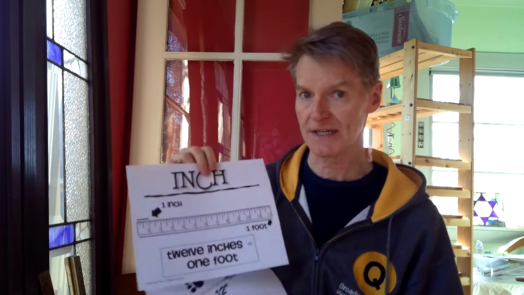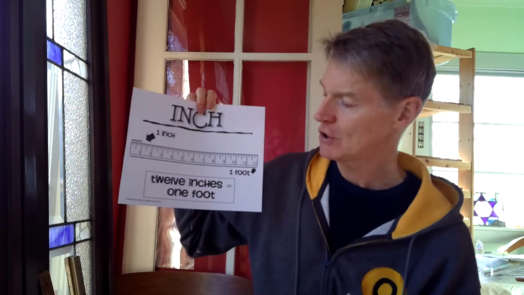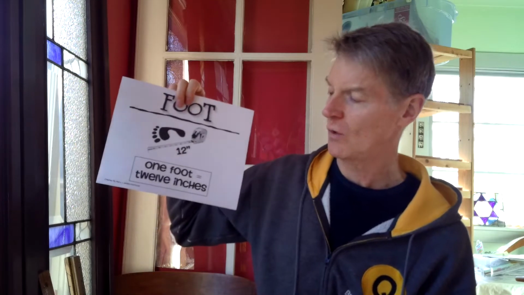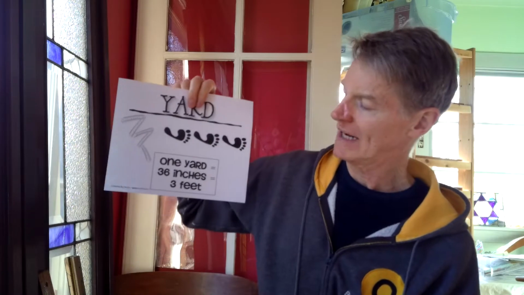The units of measurement, as we talked about before, are inches, thinking of U.S. customary. That's the standard of measurement we use in the United States. Inch, 12 inches equals 1 foot. Foot, 1 foot equals 12 inches. And yard, 1 yard equals 36 inches or 3 feet. Remember, the word for longer measurements in the U.S. customary style is mile. 1 mile equals 5,280 feet.